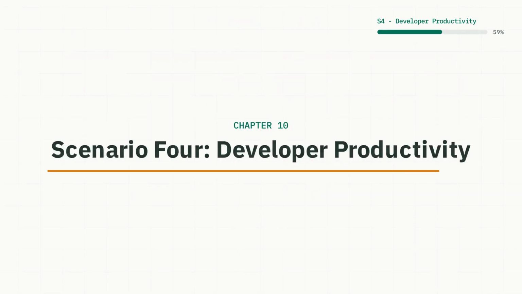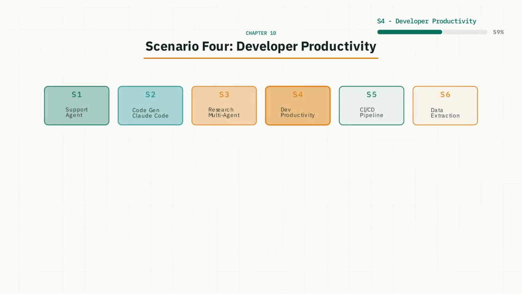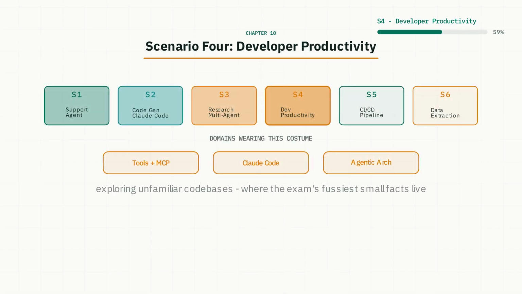Chapter 10, Scenario 4, Developer Productivity Tools. The setting: an Agent SDK assistant that helps engineers explore unfamiliar code bases and understand legacy systems, armed with built-in tools for searching files and reading code, plus MCP servers for the systems around the code. This costume belongs primarily to tool design, and it's where the exam's fussiest small facts live.